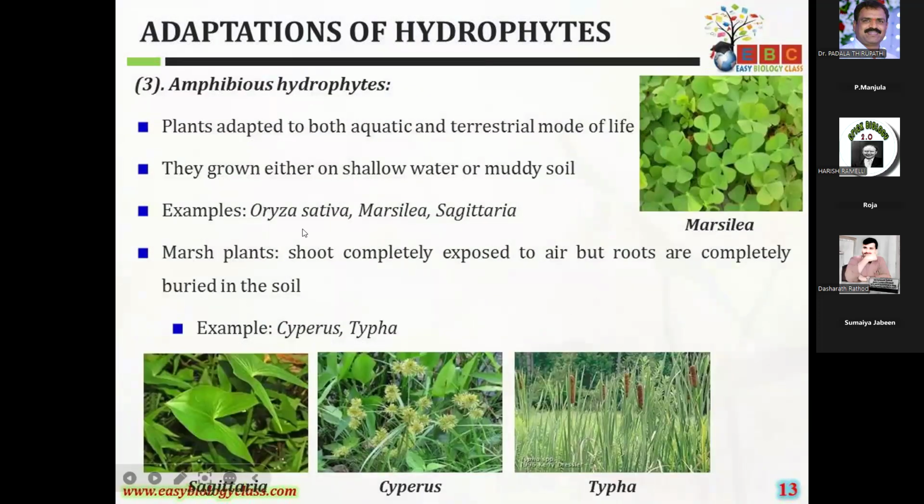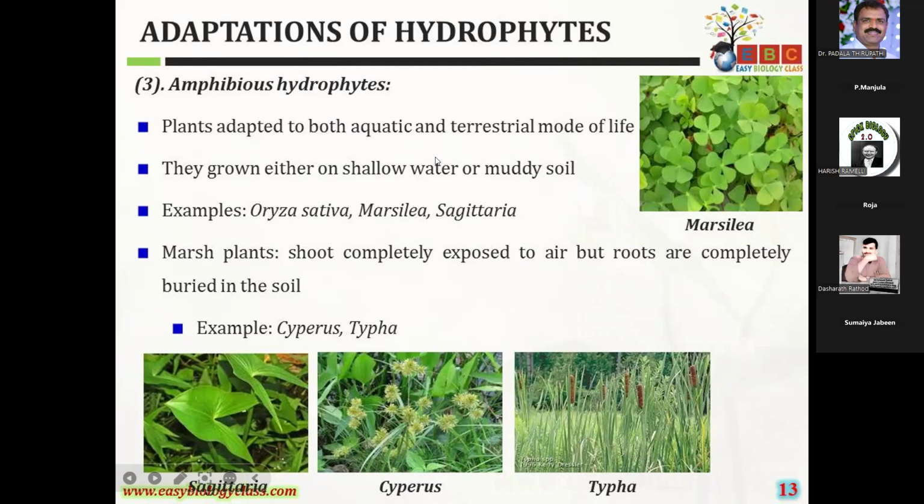Another one is the amphibious hydrophytes. These plants are adapted to both aquatic and terrestrial modes of life, so they are called amphibious. They grow either in shallow water or on muddy soil. Examples for this are Oryza sativa, Marsilea, and Sagittaria. Here, in marsh plants, the shoot is completely exposed to air, but the roots are completely buried in the soil. So amphibious means they are adapted to both aquatic and terrestrial modes of life.